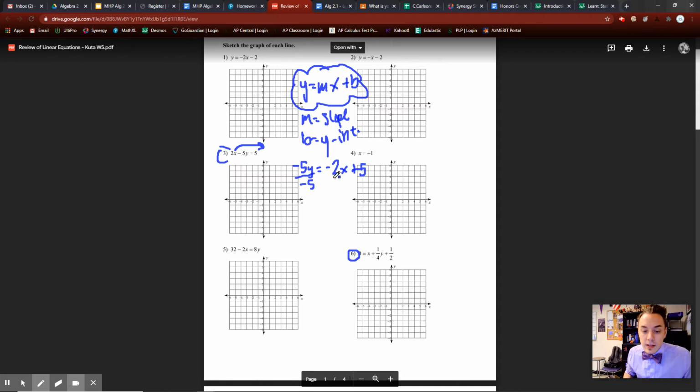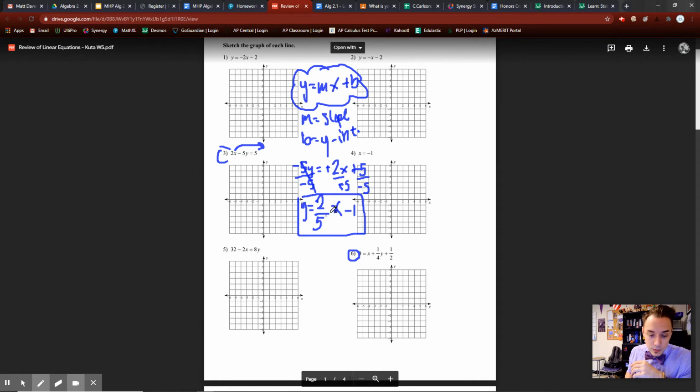This will be divide by negative 5. Why am I dividing by negative 5? Because I want the y by itself, and this is multiplied to the negative 5. What I do to one side, I must do to the other, and that includes everything on the other side, which is negative 2x and 5. So I divide it, that goes away, so I'm left with y equals a negative divided by a negative gives me a positive, so I'm just left with 2 all over 5 times x, and then a positive divided by a negative is negative, but 5 divided by 5 is 1. So this is my line.